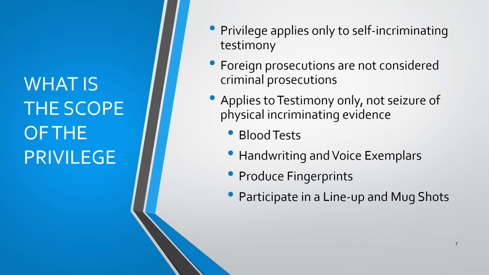Third, the seizure of physical incriminating evidence is not a matter for the Fifth Amendment, which applies only to testimony. Accordingly, the government can compel a suspect to submit to blood tests, to give a handwriting and voice sample, also known as an exemplar, produce fingerprints, and participate in a lineup and mugshots.